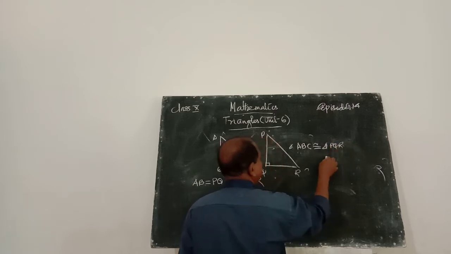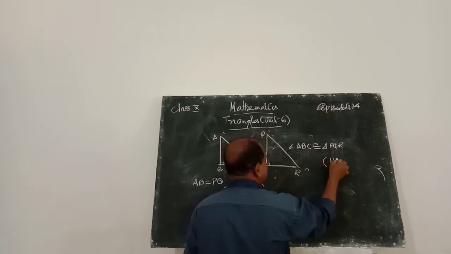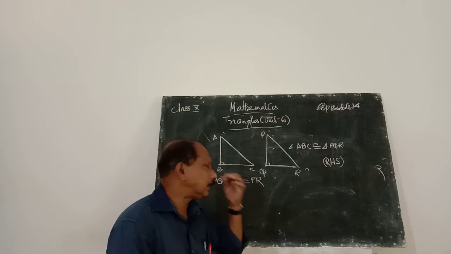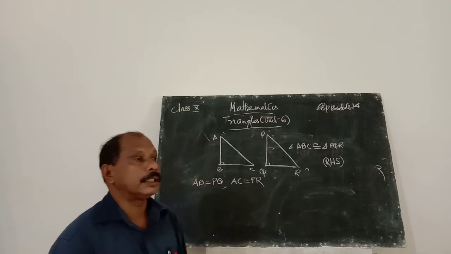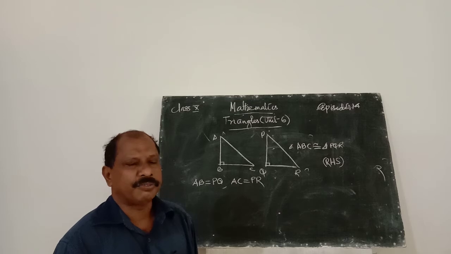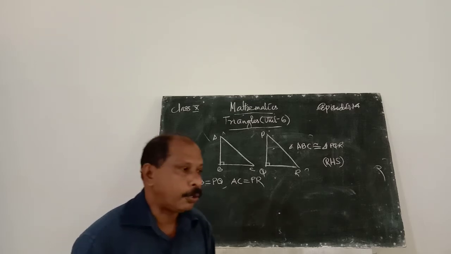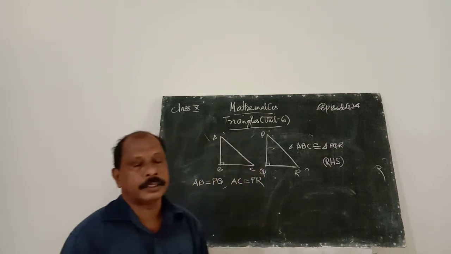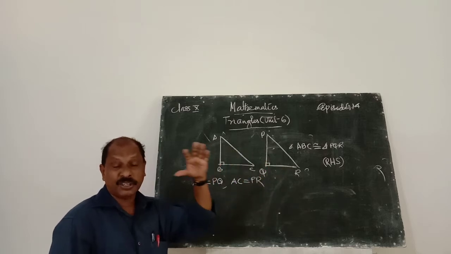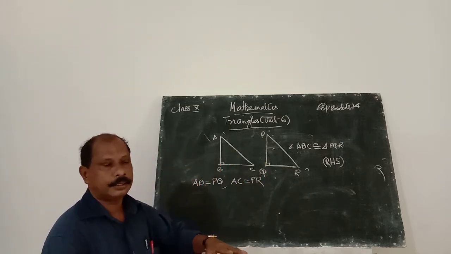This property is known as RHS. What is R? It is right angle triangle. What is H? Hypotenuse. What is S? Side. That means one side and the hypotenuse of a right angled triangle are equal to the corresponding one side and the hypotenuse of another right angled triangle. They are congruent. That is the RHS property for congruency.